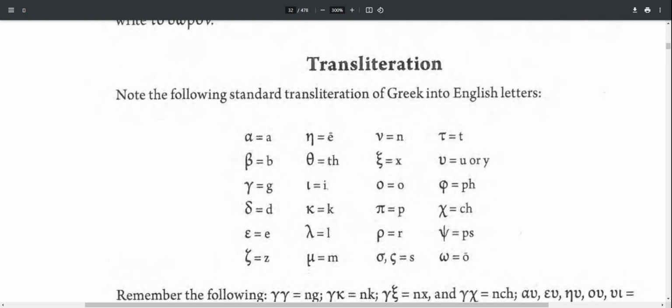Upsilon, you use the letter U or the letter Y. Phi, you use the letters P and H. Chi, you use the letters CH. Sometimes people use KH too. Psi, you use the letters P and S. Omega, you use the letter O, but with this macron sign over the O.